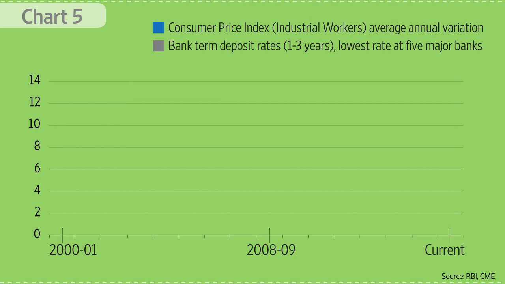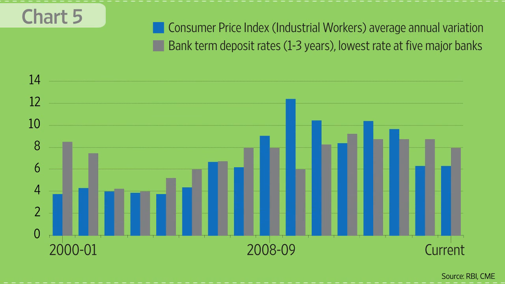This chart looks at the annual average inflation computed by the CPI and the interest rate payable on bank term deposits of 1 to 3 years tenor. The lowest rate of 5 major banks has been taken, except for the current rate, which is that of State Bank of India's 1-year term deposit. This chart shows that real interest rates were negative from 2008 to 2011 and again from 2012 to 2014. Today's real interest rate at 1.7% is higher than in most years except during 2000 and 2002, when they were even higher.